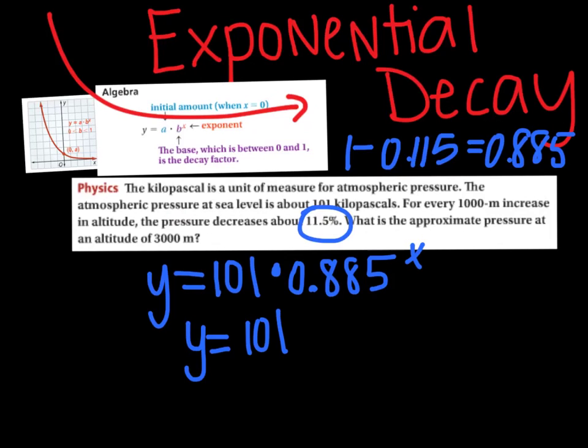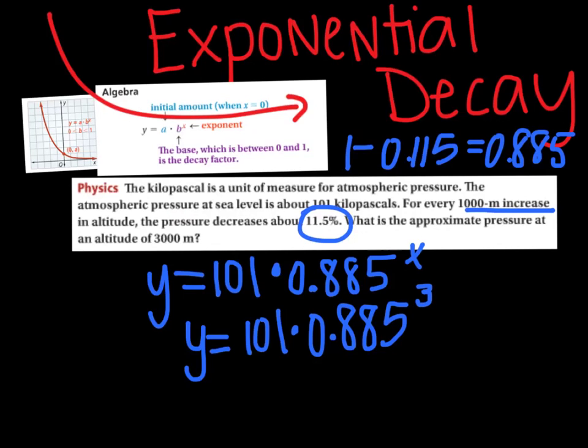So 101 times 0.885. Now we're talking about going from 1,000 meters to 3,000 meter increments. That's really important. Every 1,000 meter increase. And so how many times does that increase? It just increases 3 times.